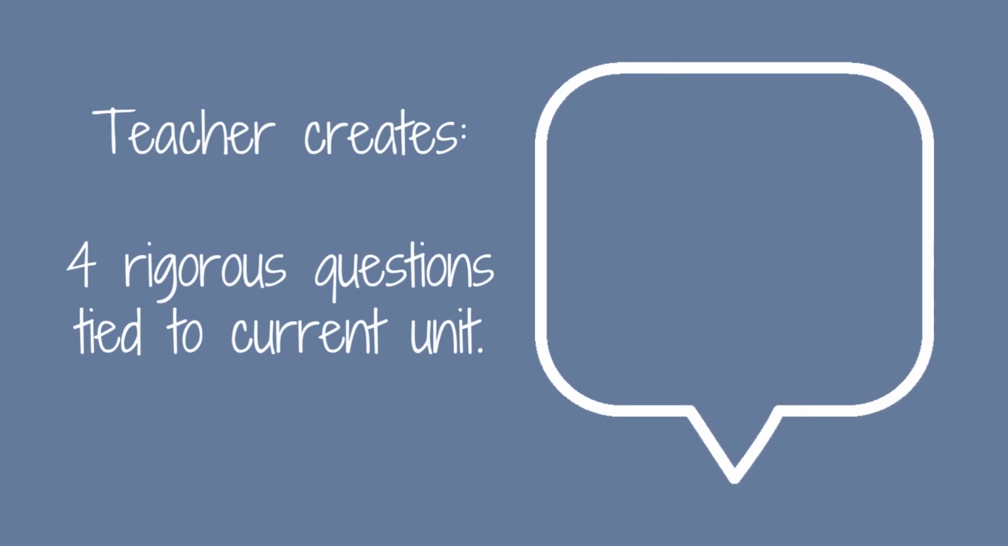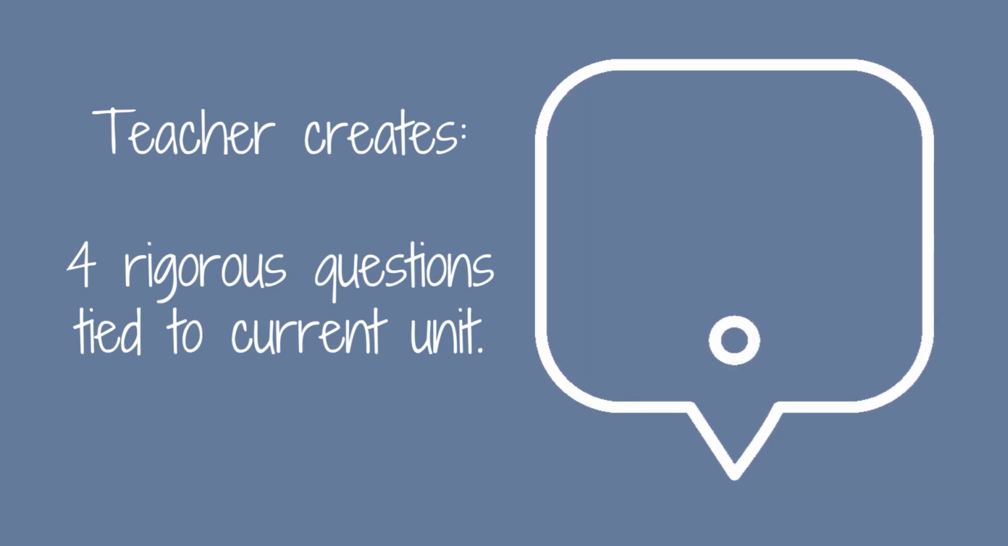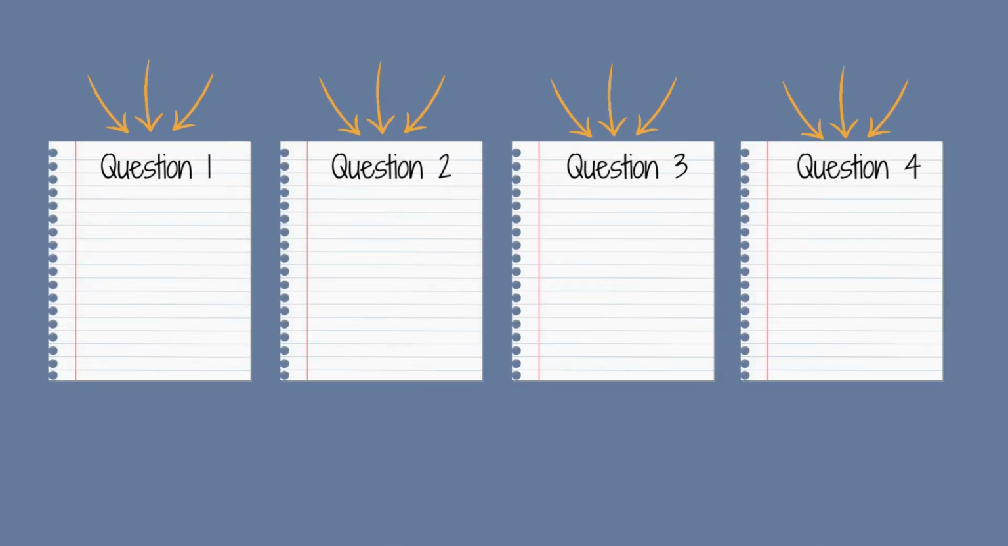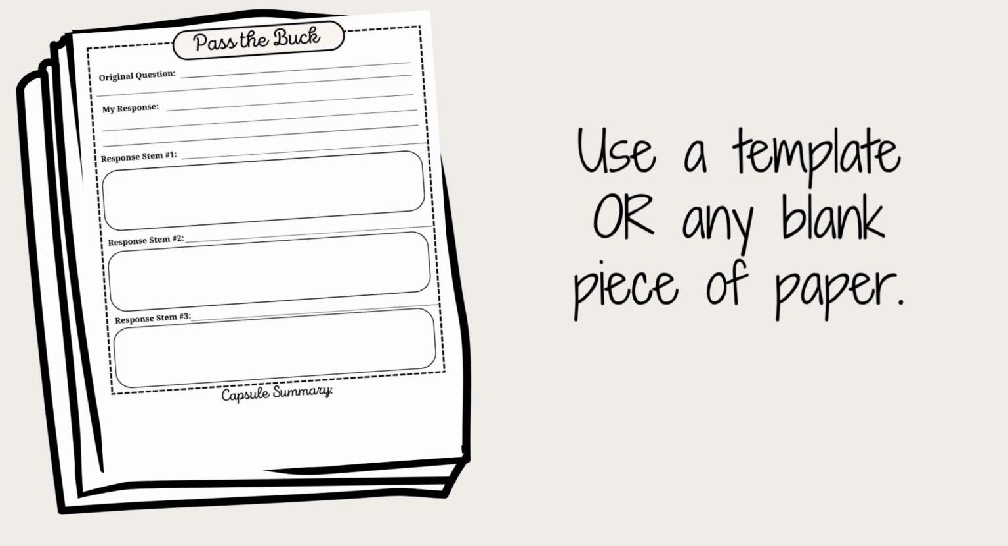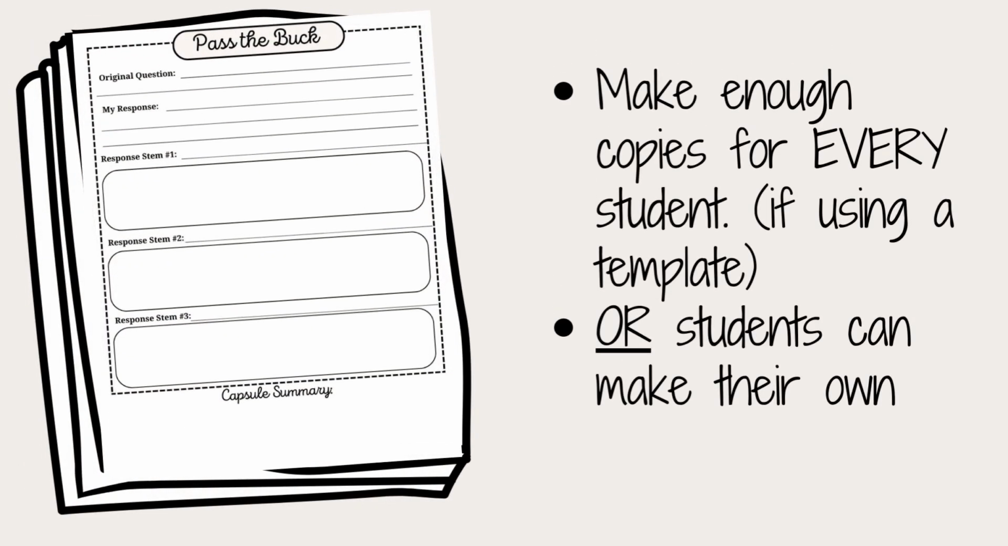To begin, the teacher will create or choose 4 rigorous, open-ended questions tied to their current unit of instruction. These questions will then be placed onto 4 separate pieces of paper, each question on its own page. Teachers can also make a Pass the Buck template, or they can simply use any blank piece of paper. For example, in a group of 4 students, each student would have their own paper with their own unique question to begin. After the Pass the Buck question page is complete, the teacher would copy enough for each group to have their own set, or students can make their own.